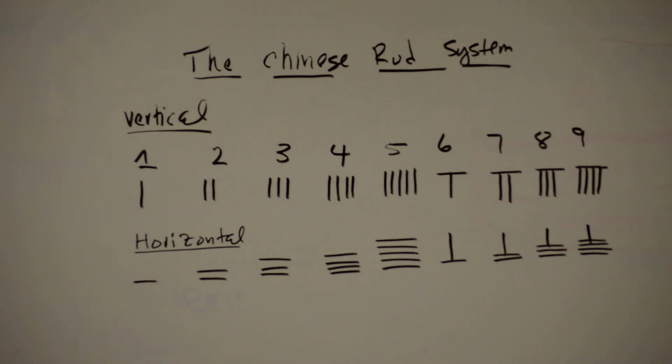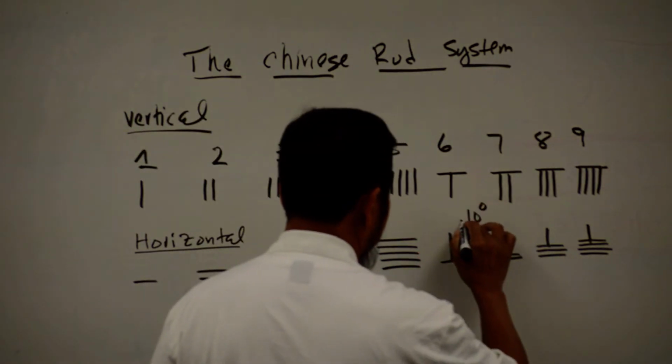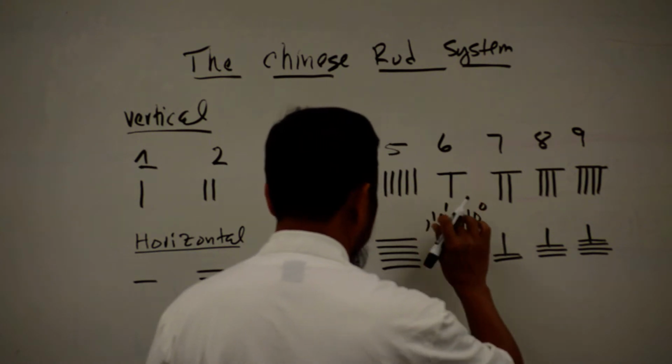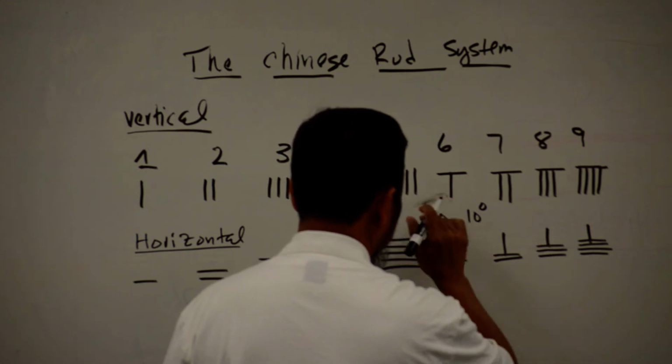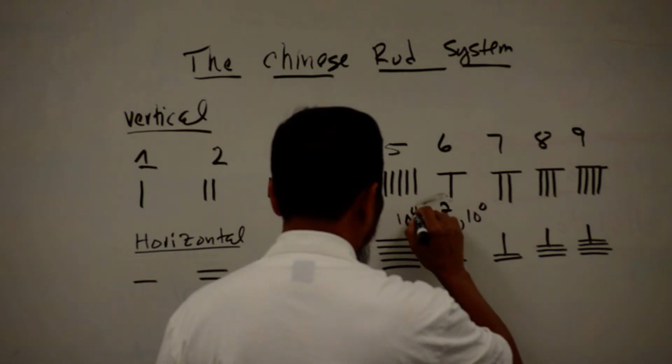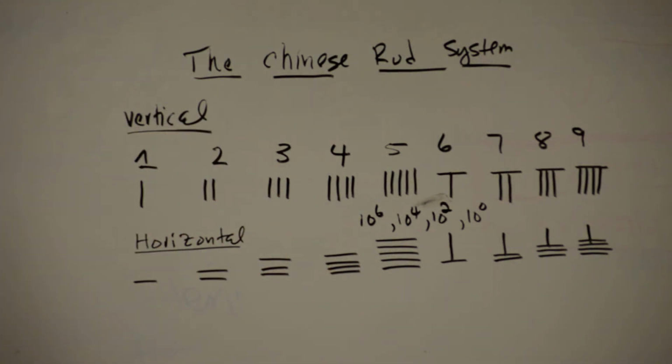Then, because it is similar to our base system, base 10, for the vertical arrangements, it's an even power of 10. So we start with 10 to the 0, 10 to the second, 10 to the fourth, 10 to the sixth, and so on. That's even power of 10, okay?